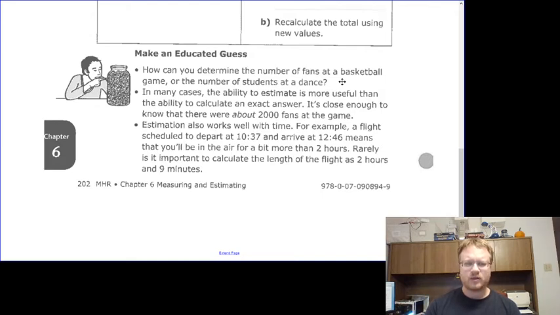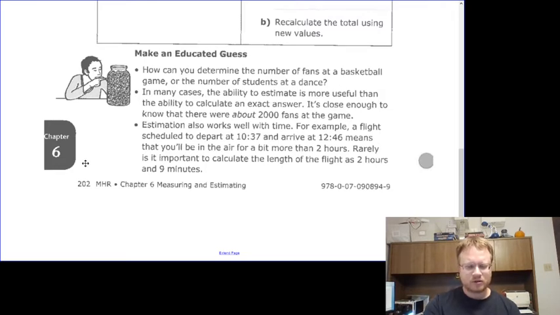It's close enough to know that there were about 2,000 fans at the game. Estimation also works well with time. For example, a flight scheduled to depart at 10:37 and arrive at 12:46 means that you'll be in the air for a bit more than 2 hours. Rarely is it important to calculate the actual length of the flight as 2 hours and 9 minutes.